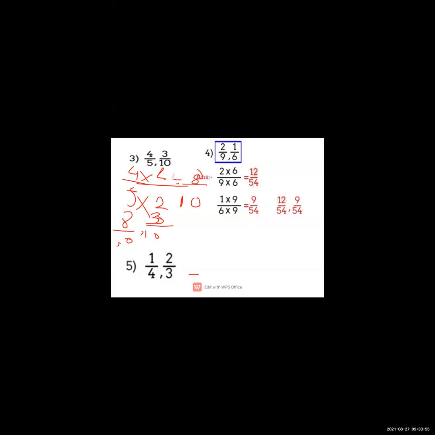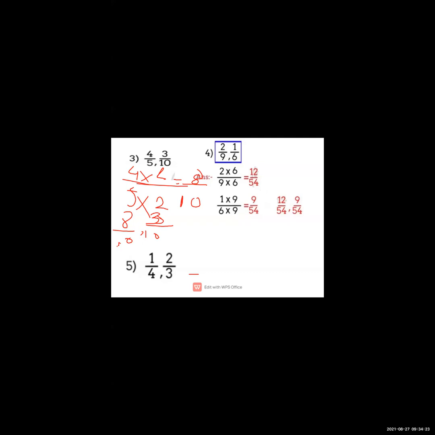Question number 4. The first sum is 2 upon 9 and 1 upon 6. It means in 9 table 6 is not going and in 6 table 9 is not going. So we have to multiply the whole fraction. So the first fraction we will multiply with the second fraction denominator and the second fraction we will multiply with the first fraction denominator. How?